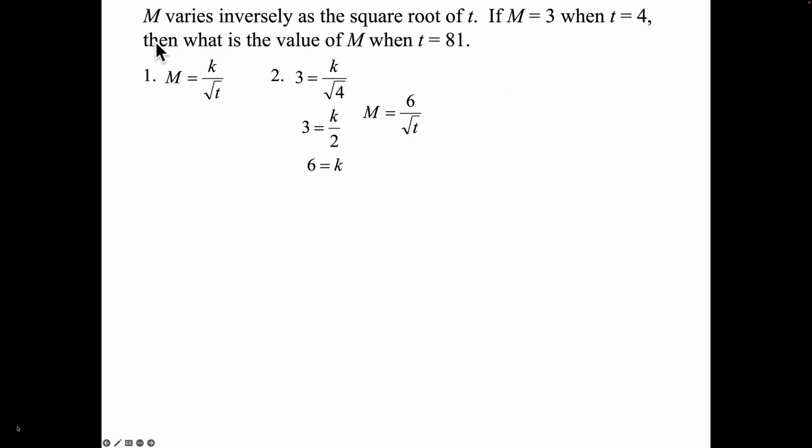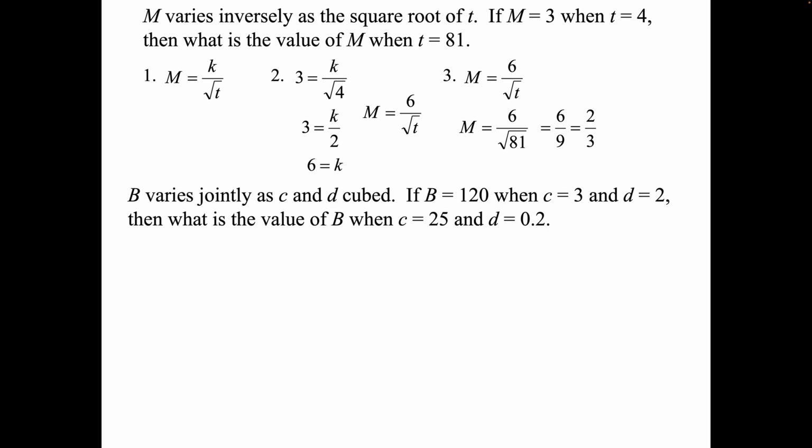Third statement, then what is the value of capital M when t is 81? Okay, let's go put 81 in for t into our new formula. Well, the square root of 81 is 9, and 6/9 reduces to 2/3, and we're done.